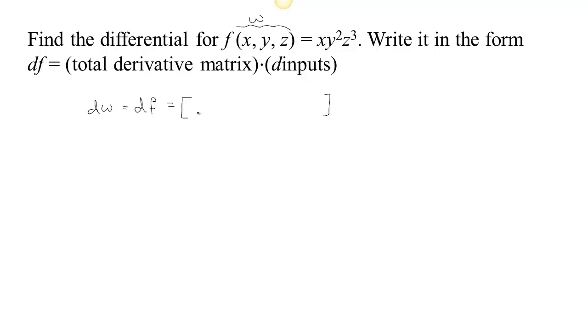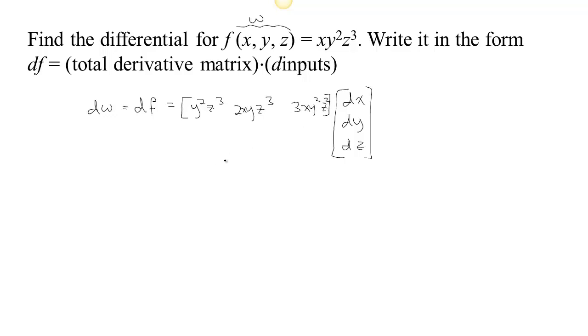Now, in each of these, the first entry is going to multiply the change in x, so it should be the derivative with respect to x. The second entry is going to multiply the change in y, and the third entry is going to multiply the change in z. So the third entry is going to have to be the partial derivative with respect to z. So the derivative with respect to x is y squared z cubed, and the derivative with respect to y is 2xy z cubed, and the derivative with respect to z is 3xy squared z squared.